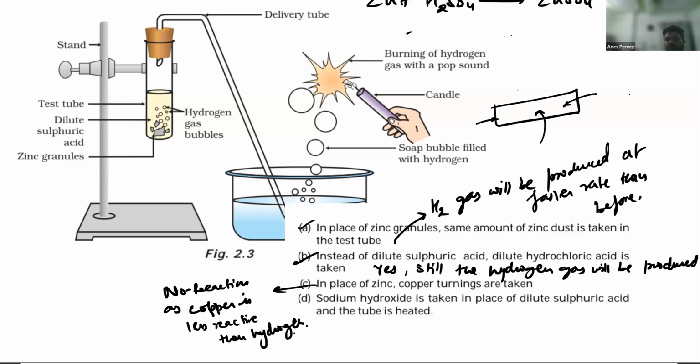Okay. Now D part. Sodium hydroxide is taken in place of dilute sulfuric acid. Dilute sulfuric acid is removed, and now we have a base, sodium hydroxide. Will the hydrogen gas be produced?